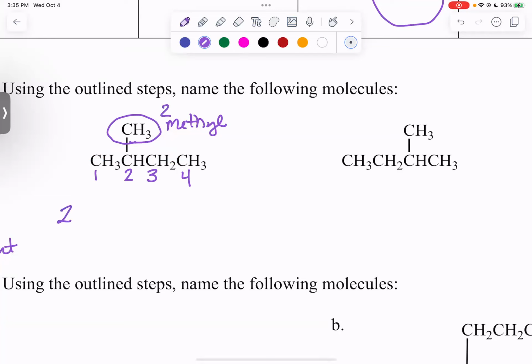So I'm going to call this 2-methyl. And there's no space between the substituent and the parent. And I have a parent that's 4 carbons long, so that is 2-methylbutane.